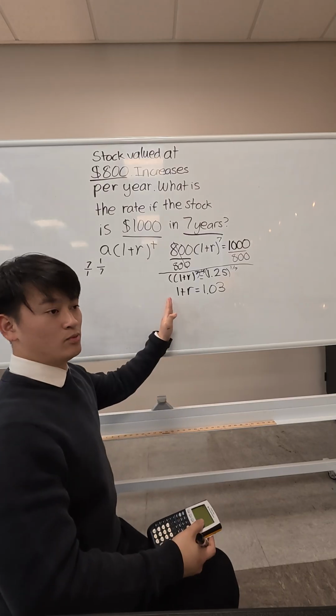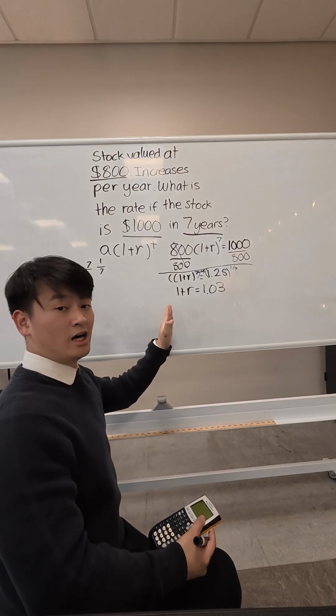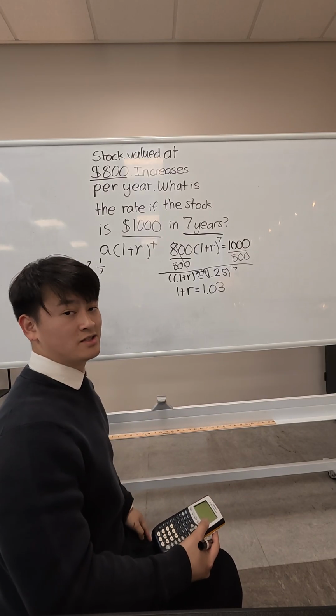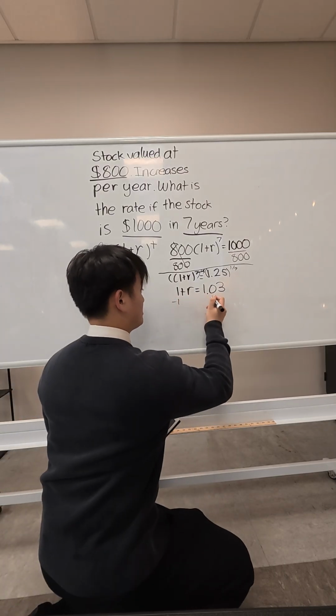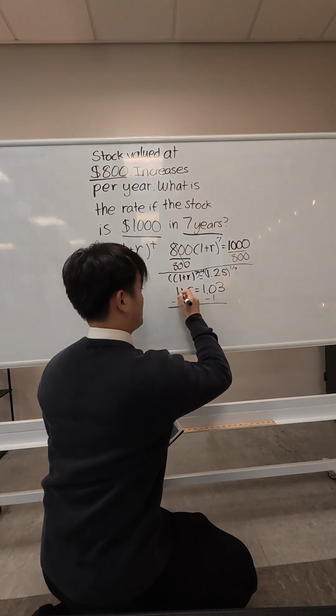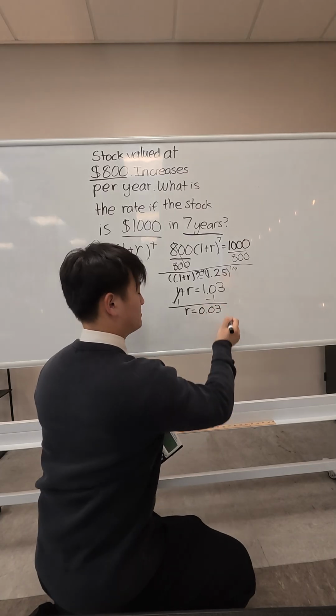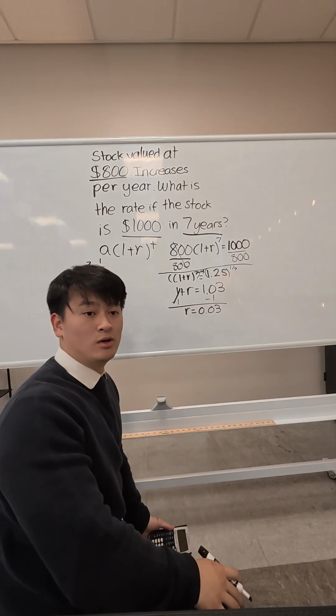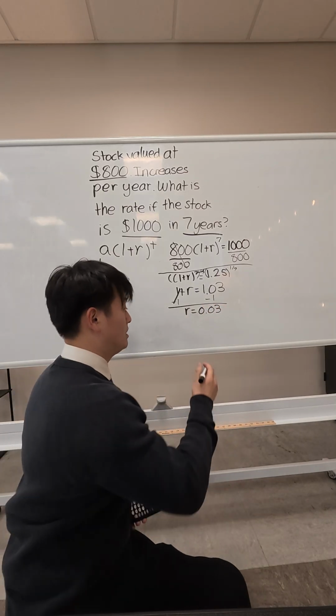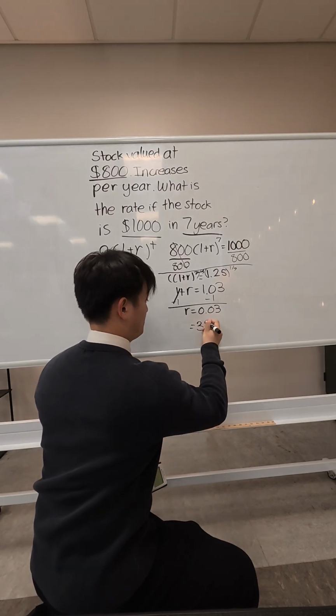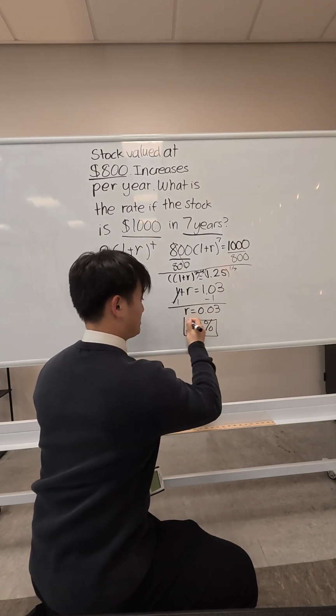I don't like this 1 next to the r, so I have to do the opposite. The opposite of this positive 1 is negative 1. So I'm going to subtract both sides, giving me r equals 0.03. If I had to convert this into a percent, because this is a decimal, this really just becomes 3%. And that is our final answer.